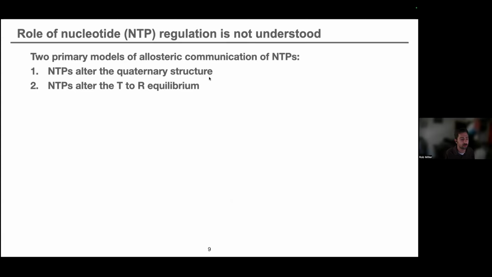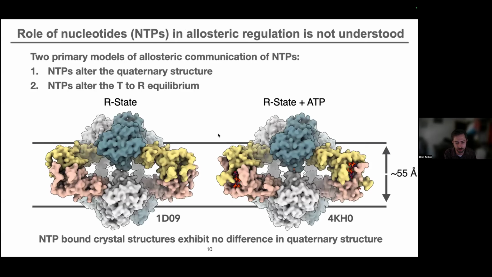But as crystallographers began to solve more and more structures of this enzymatically active R state in the presence of different combinations of nucleotides, they saw something very interesting, which was that regardless of the identity of the bound nucleotides at the face of these regulatory dimers, or if nucleotides were bound at all, crystallographic models of the R state shared a fixed catalytic trimer distance, as measured from the center of mass of each catalytic trimer, of about 55 angstroms.